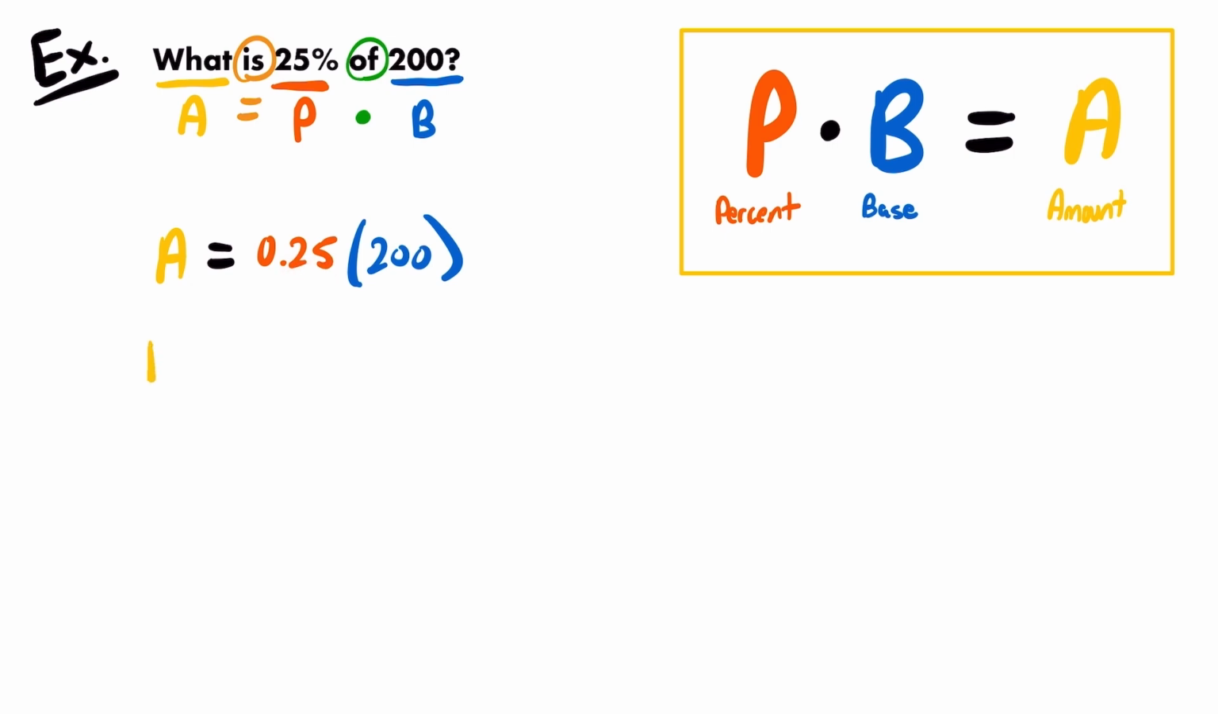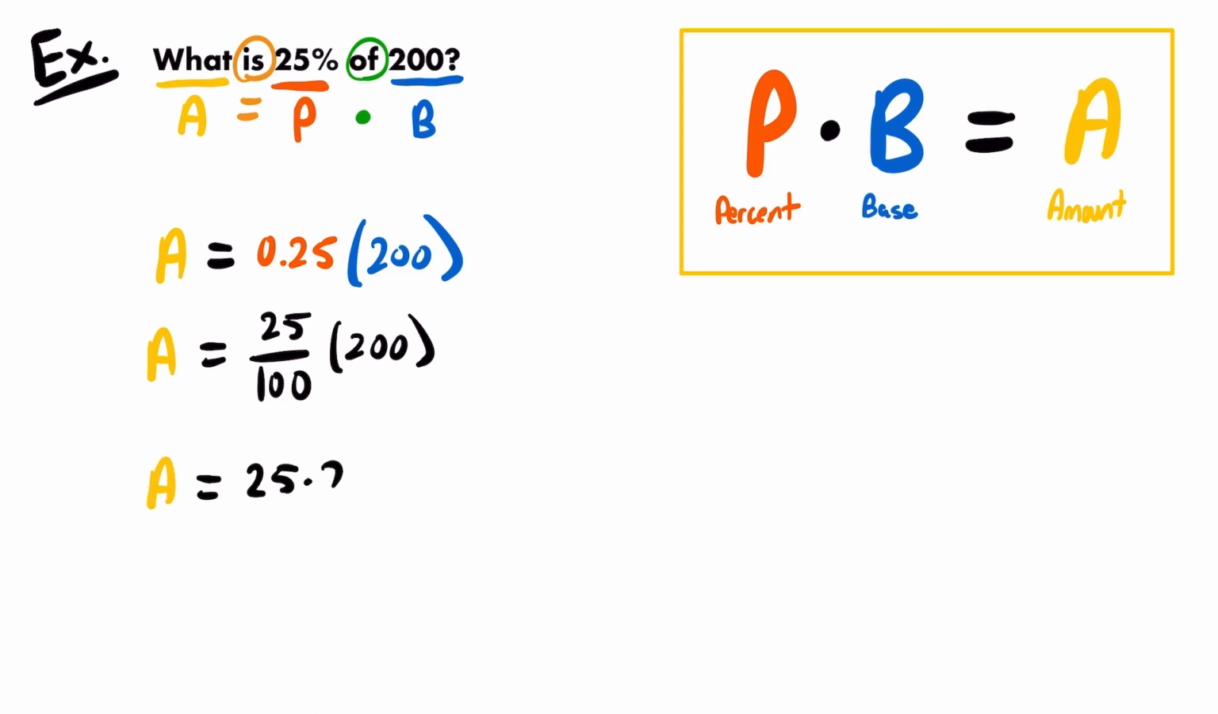So what we would have here is A is equal to 25 divided by 100 times 200. And so then from there, you could take 200 divided by 100, that's just 2, which will give you that A is equal to 25 times 2, which is 50. And that would be the final answer to this problem. 50 is 25% of 200.